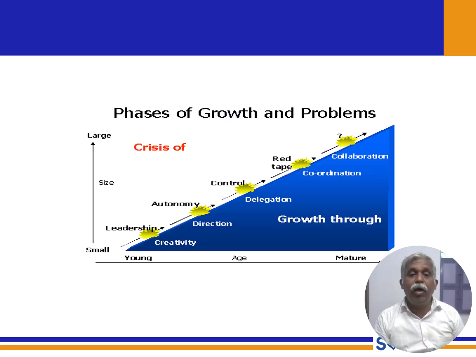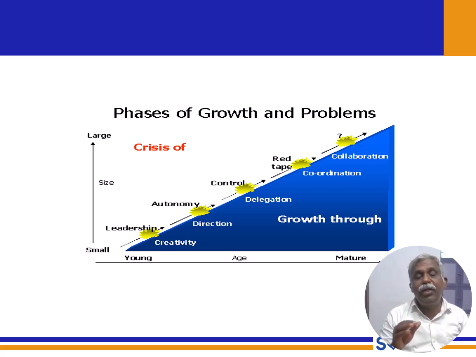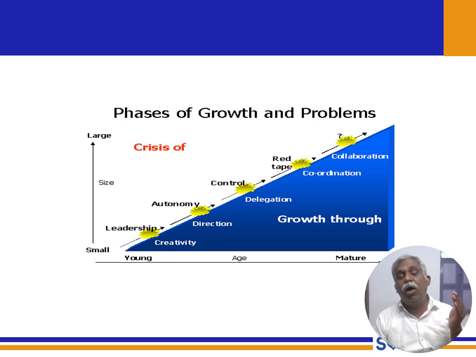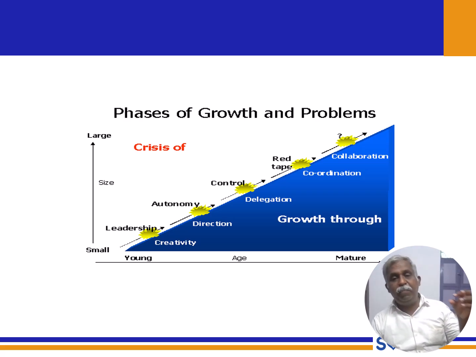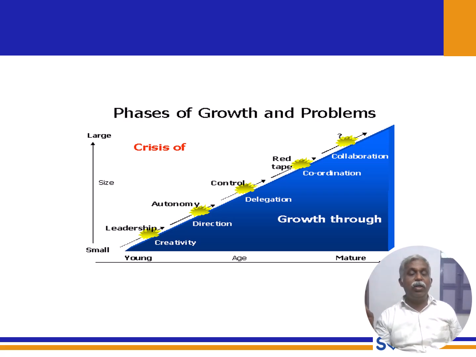On this side, growth through creativity, direction, delegation, coordination, collaboration. On this side, leadership, autonomy, control. Then the crisis depends on your own company. We have different ages. In the maturity age, we are able to understand the present problem and the future problem, and accordingly we can plan. But initially, it is difficult. So a new idea develops to the next level, even at the scalability level. Then we are expanding. Maturity comes not only with age but through experience throughout the business.